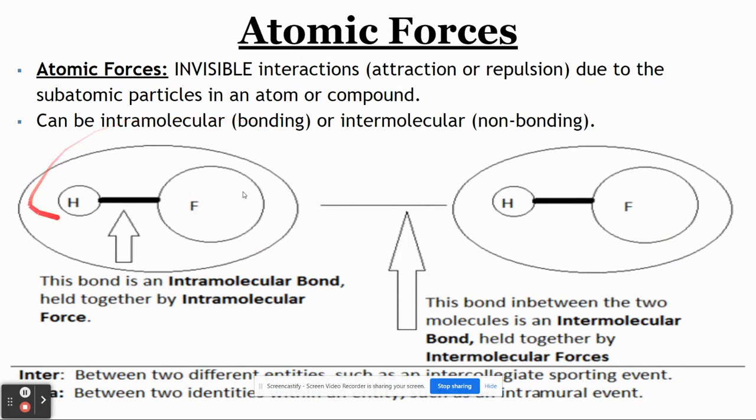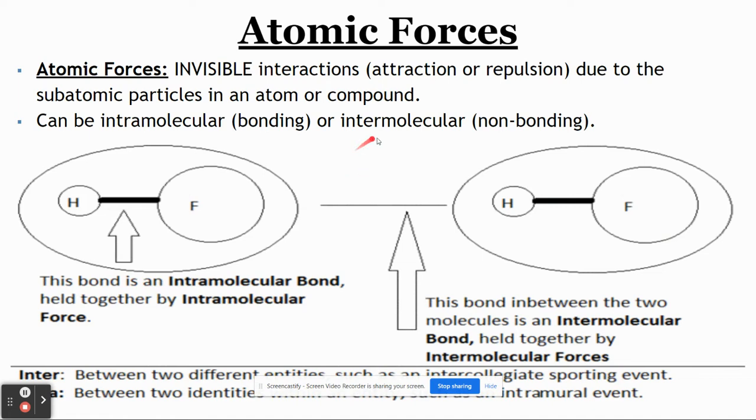Here we have the molecule HF. The H and the F are held together by a bond here, a covalent bond. That covalent bond is an example of an intramolecular force. It's a bond found within the HF molecule, inside the HF molecule. But now here we have two separate HF molecules. And the two separate ones are attracted to each other by this little weak force here. And that weak force there is called an intermolecular force. So it's not holding the atoms within the same molecule, just holding separate molecules together.